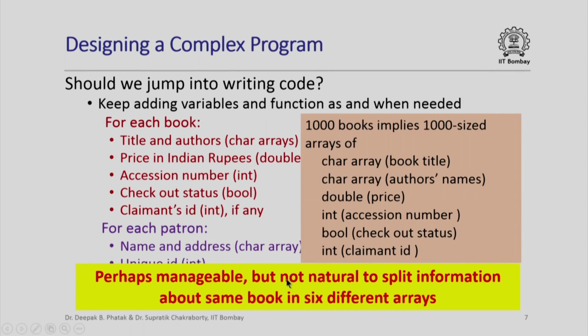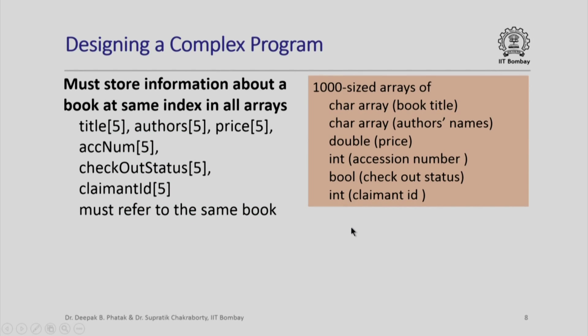But you would certainly agree that it is not natural to split information about the same book in 6 different arrays. And let us see what kind of a situation might arise if I did indeed store information about the same book in 6 different arrays. Now, since the information about the same book is stored in the array title and also in the array price and also in the array accession number, how will I find out whether the book whose title is stored in the array book title at a particular index, how will I find out the price of that book? How will I find out the accession number of that book?